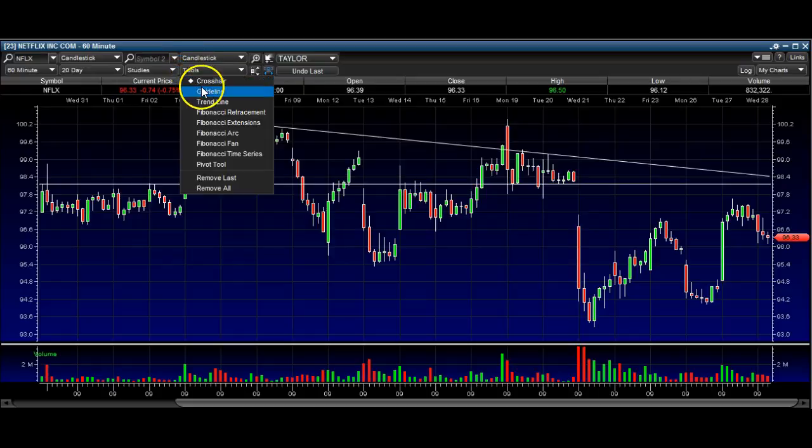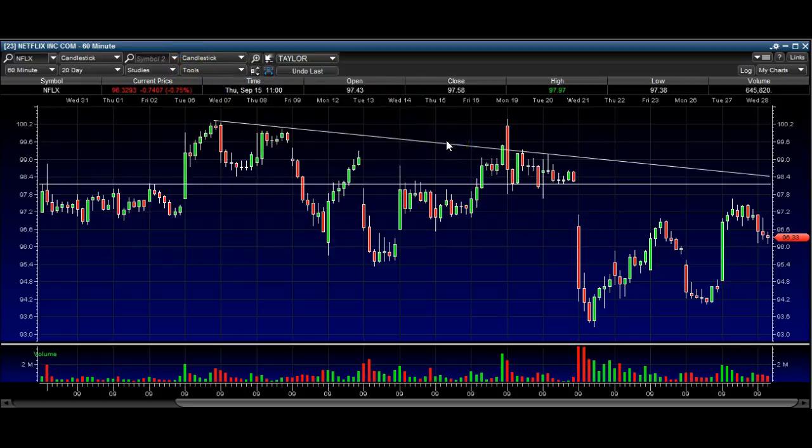98.25 is that candle, and you want to look for that potentially to fill, but there's resistance right here. See how many candles bounced off of it as support? Well, now that level is going to be resistance, and that lines up perfectly with this downtrend line right here. So just be aware of that for Netflix.